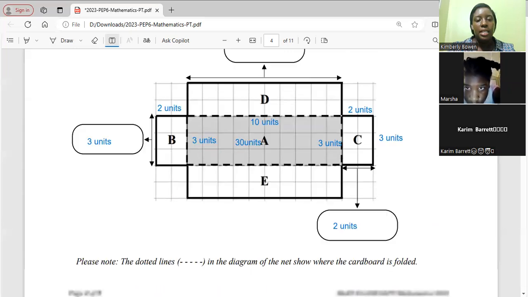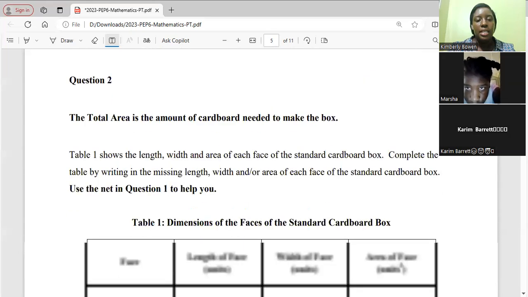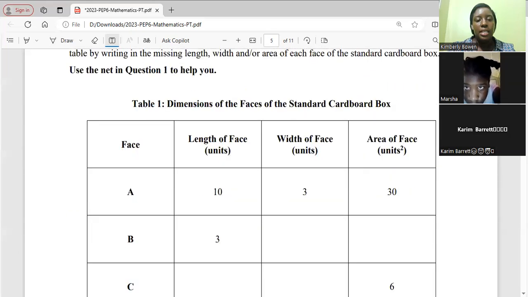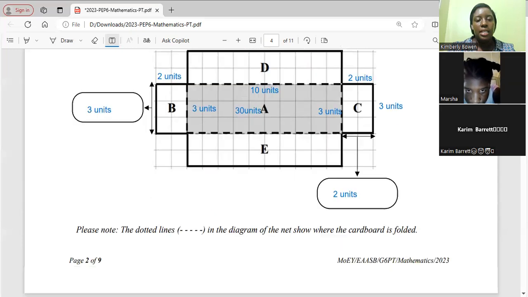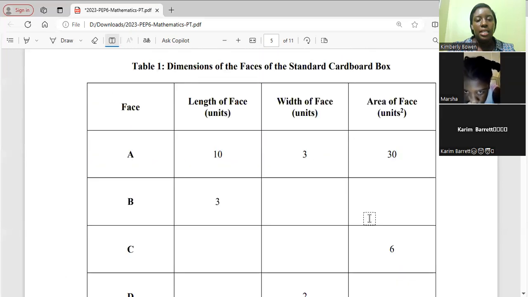All right. Let's move on to B. So we can look at the dimension for B, and we saw 3 and 2 here, right? So if we have a 3 here, all we need to do is put a 2 here. And for the area, the formula for area is length times width. So we'll multiply 3 times 2 to get 6.